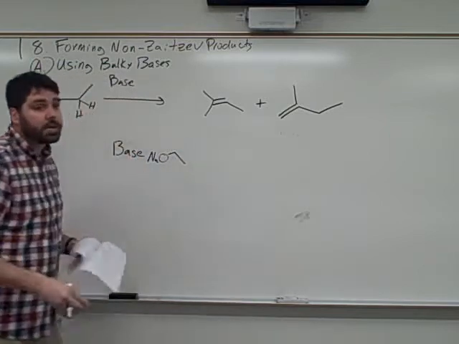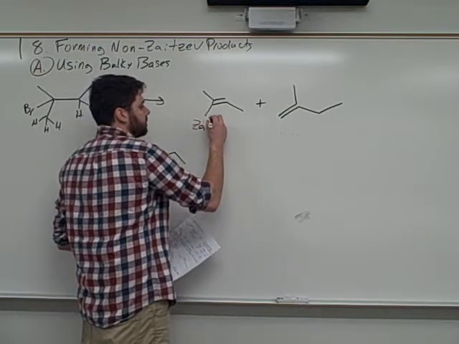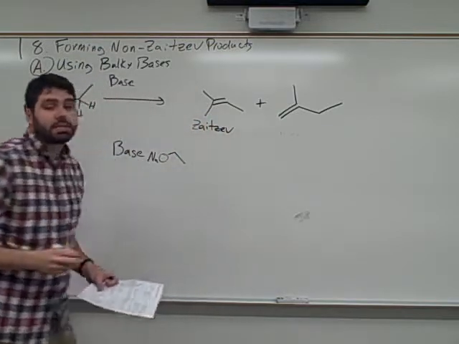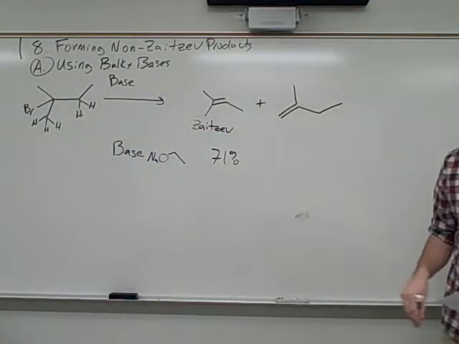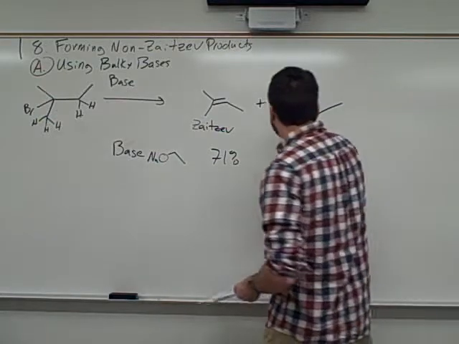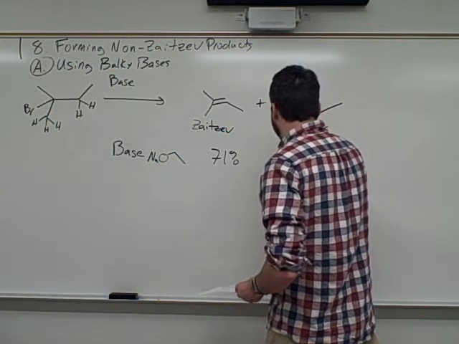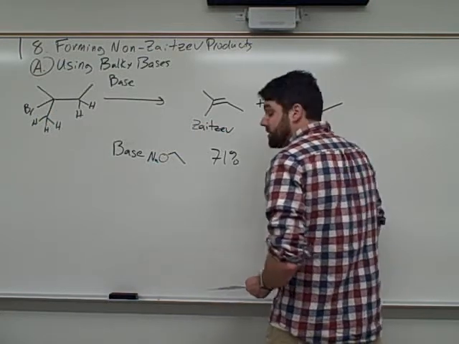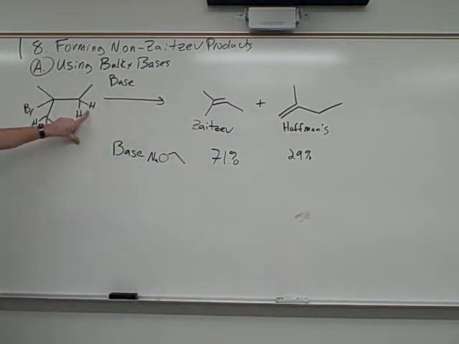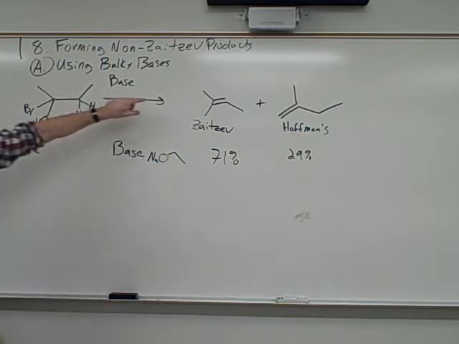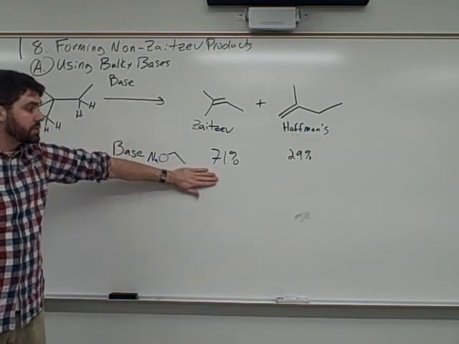And so if we're using a base like sodium ethoxide, NaOEt, what we're going to wind up producing is the Zaitsev product, which is this guy, in 71% yield. The anti-Zaitsev product, which we're going to call Hofmann's product, is going to be produced in 29% yield. And so this is exactly as we'd expect. By removing the proton from the position which is more substituted, we're going to produce the alkene with more stabilization via hyperconjugation. It's going to be more stable, and we're going to produce this in higher yield.